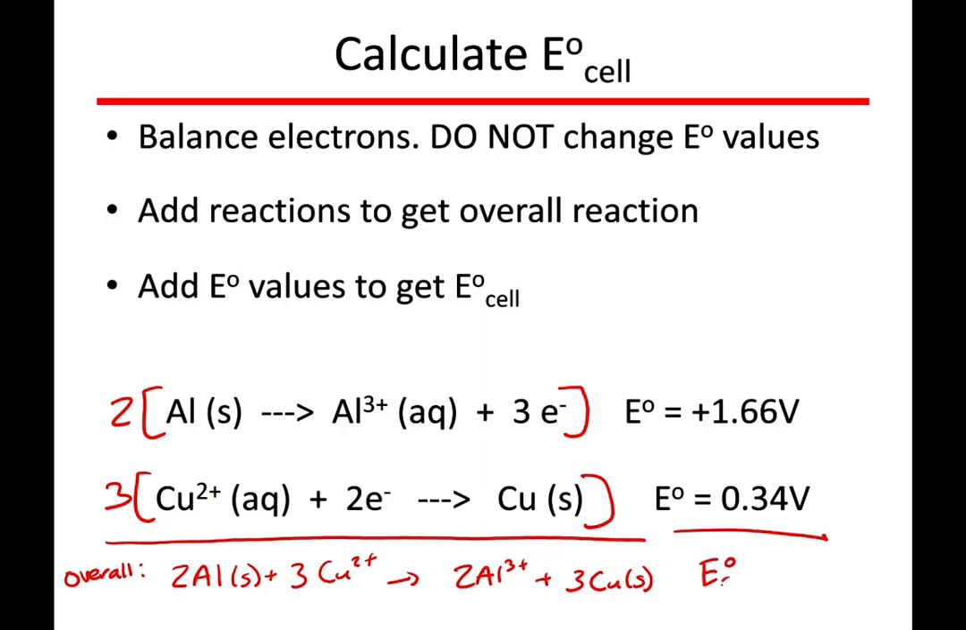The standard cell potential is going to be the 1.66 from the aluminum plus the 0.34 from the copper 2+ half reaction. So that comes up to 2 volts. That would be the voltage that's supplied by this crude battery that you can generate.